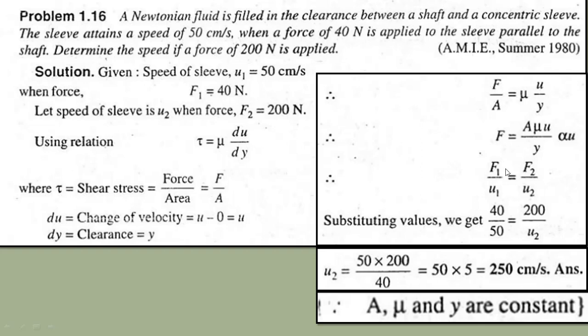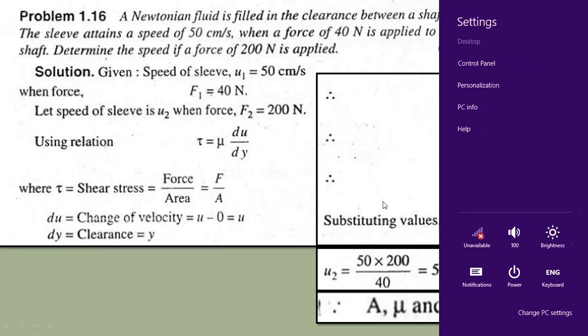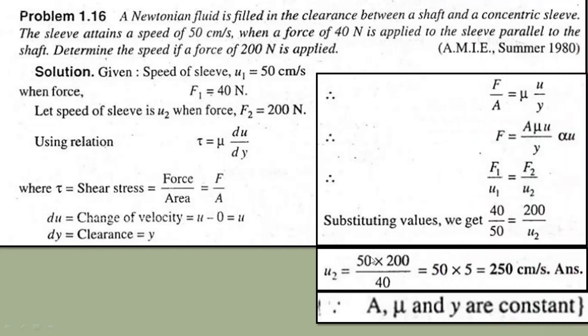So what we get: F1 divided by u1 is equal to F2 divided by u2. Put the values and we will get u2. So u2 is equal to 50 into 200 divided by 40, that is 250 centimeter per second. This is the answer.